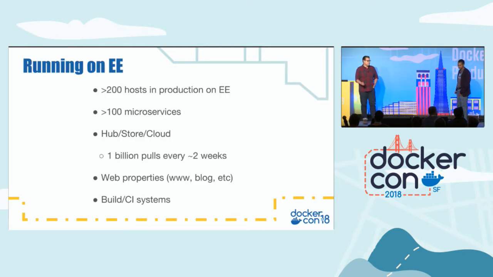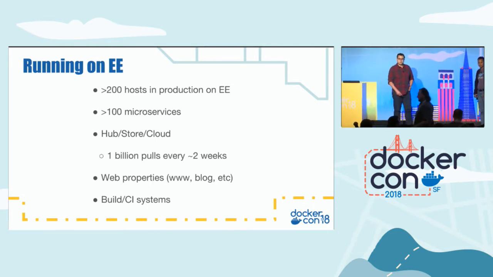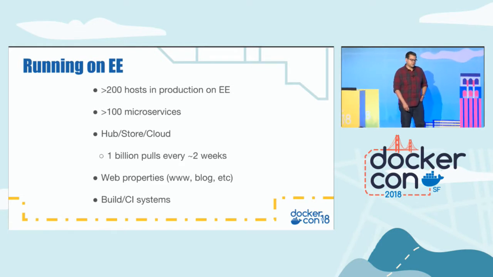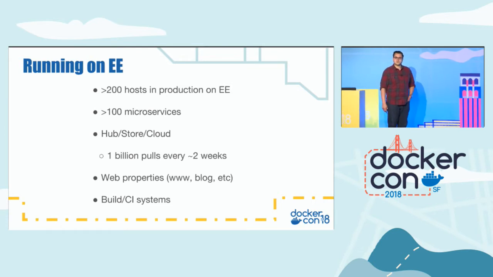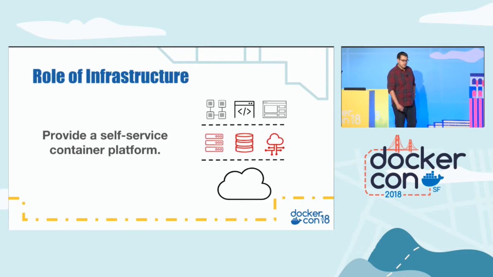Cool. So some background on us actually running Enterprise Edition. We have about 200 hosts in production, comprising about 100 microservices. It powers Hub, Store, and Cloud. I'm sure you're familiar with all of those. Like Steve said yesterday, we do about 1 billion pulls every 2 weeks, so it's quite large scale. And then we also now run our web properties on there, as well as our build and CI systems are in the process of moving right now.